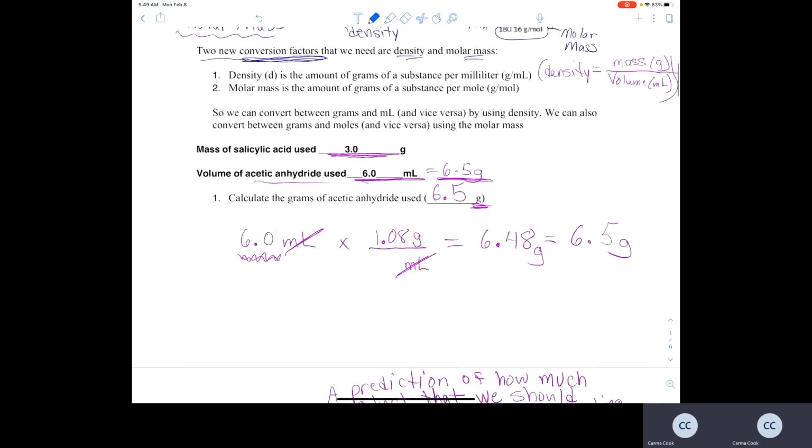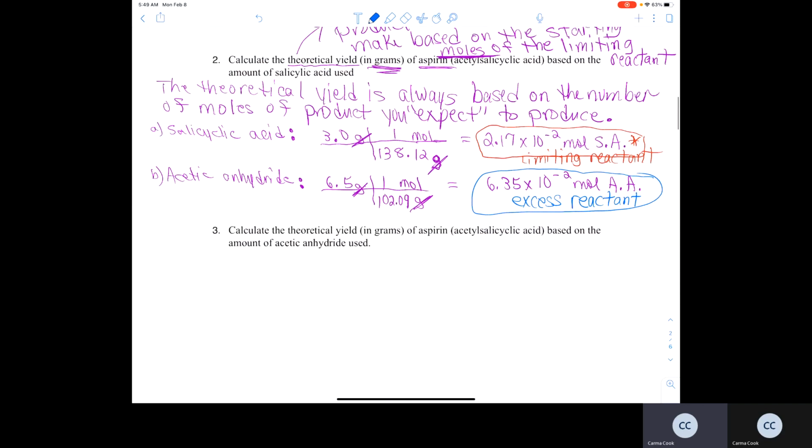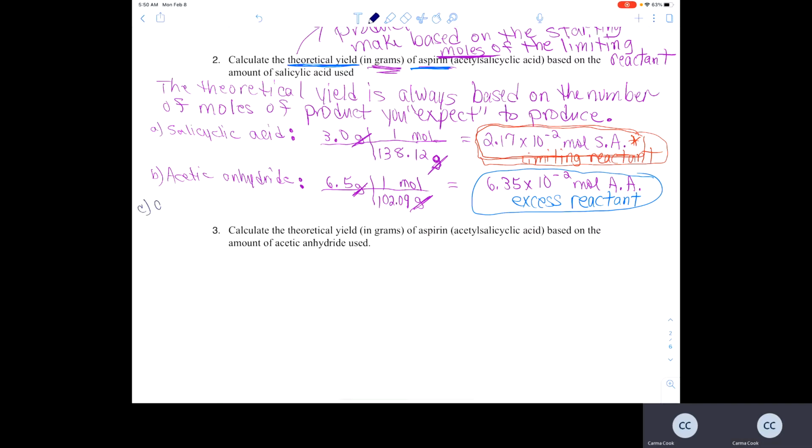So, with that being said, the theoretical yield then of aspirin is going to be the same as the limiting reactant molar amount. So because we start out with 2.17 times 10 to the negative 2 moles of our limiting reactant, we're going to be producing 2.17 times 10 to the negative 2 moles of our aspirin product.